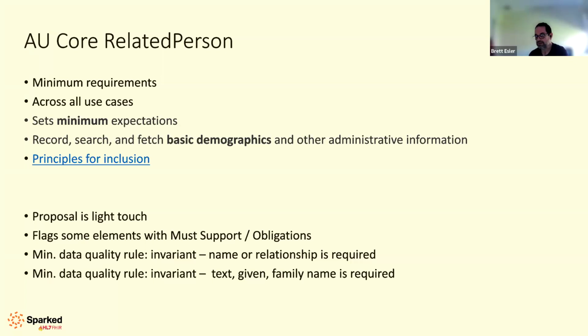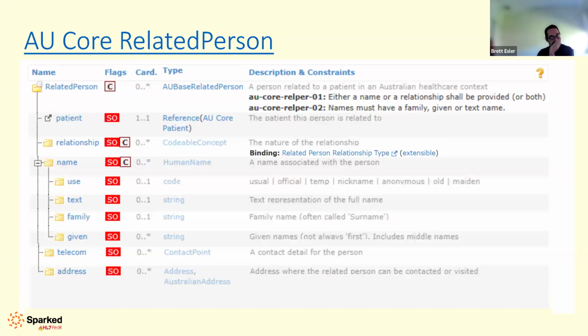And so there's a couple of examples there, like we maybe need a name or a relationship to make it make sense. Maybe if you have a name, you need to have a text name or a given name or a family name, at least, right? Because there's this minimal requirement to meet. So with that, there's been a proposal drawn up.